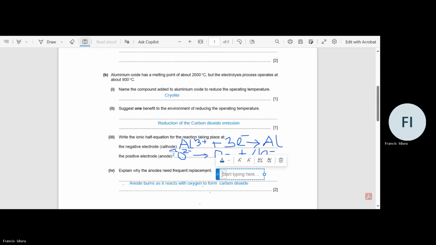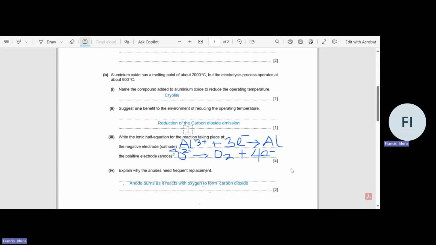And then moving forward from here, we explain why the anode needs frequent replacement. The anode normally reacts with oxygen at that temperature, 900 degrees. The anode will react with oxygen and burst into flame. And therefore, in order to sustain the continuous production of aluminium, the anode has to be replaced regularly. The anode reacts with oxygen to form carbon dioxide.